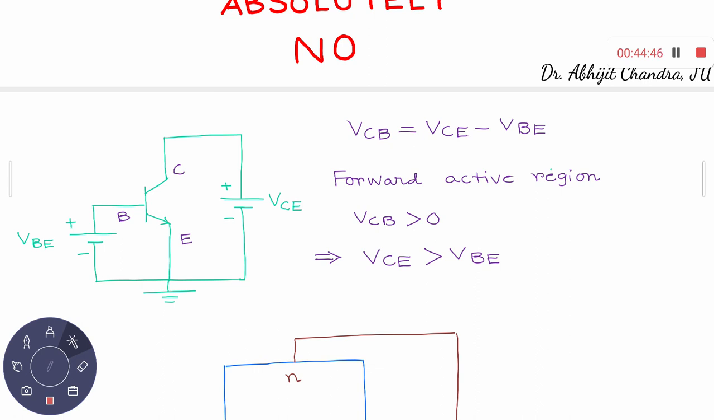Now you know that in the forward active region, it's basically NPN. So to ensure that this junction is reverse biased, this voltage should be higher than this voltage. That means VC must be greater than VB, or VCB should be greater than 0. What is your VCB? VC minus VB. So VCB greater than 0 means VC should be greater than VB.